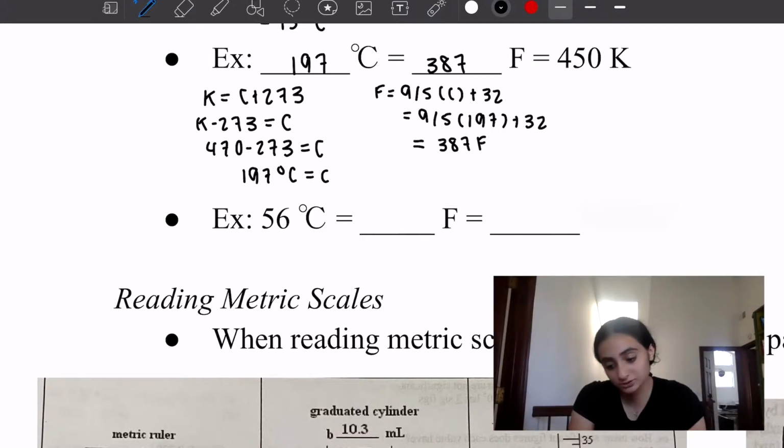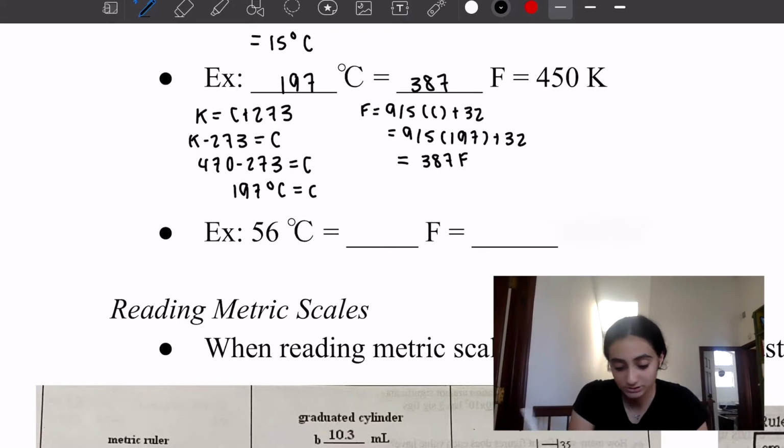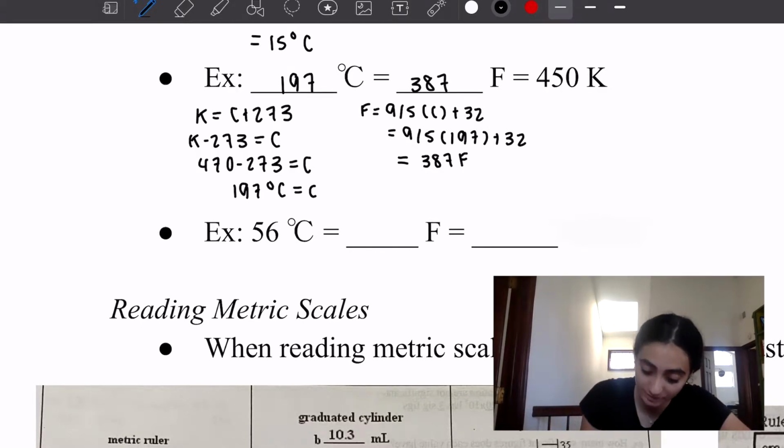Usually you will just write the degree sign with Celsius. With Fahrenheit, you would just write an F. That is your answer for this problem.